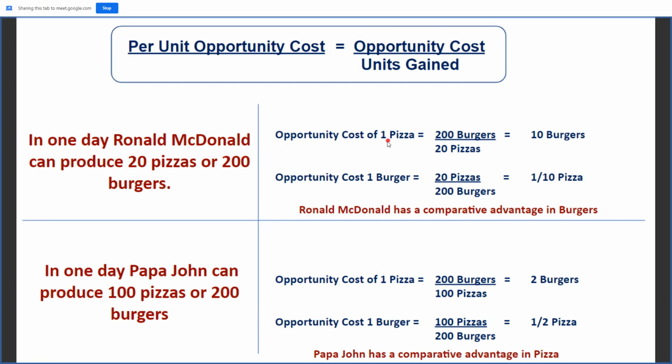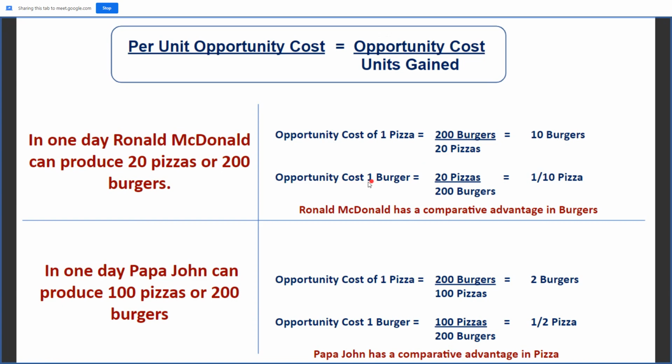So if I want to find out what the cost of one pizza is in terms of burgers, I'm going to take the total amount of burgers given up, because the opportunity cost of a pizza is burgers, and divide it by the units gained, which is the total amount of pizzas that are made. So in this case, one pizza is going to cost the production of 10 burgers. Every time Ronald McDonald makes one pizza, he gives up the opportunity to make 10 burgers. So the opportunity cost of one pizza is 10 burgers. And then you just flip it for the burger.